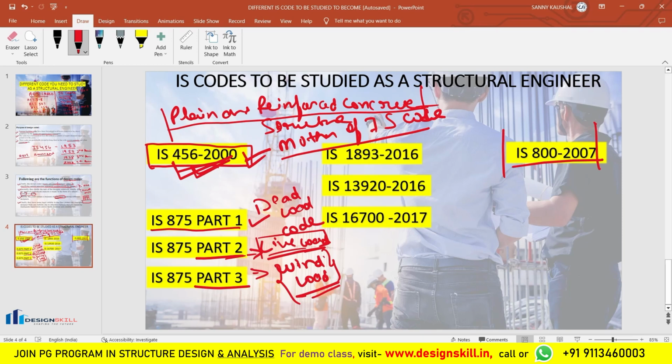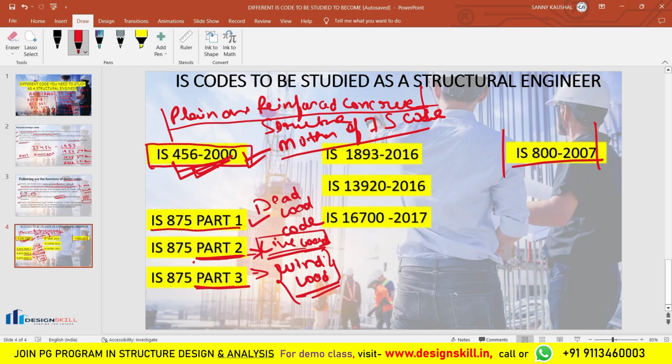Part 1 is related to the dead load, so all the dead load of the structure will be calculated by Part 1. Part 2 comes with the live load, so all the live load will be calculated with the help of Part 2. Then comes Part 3, which is the wind load calculations.